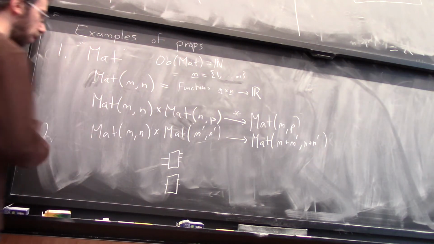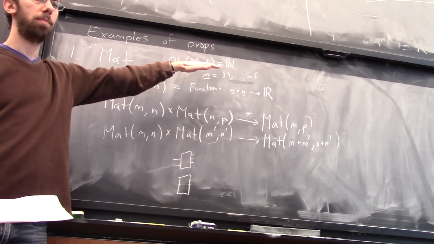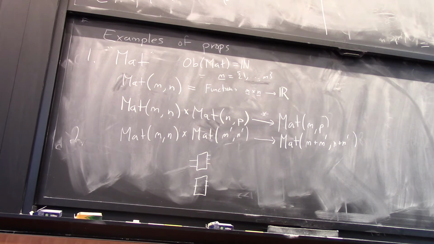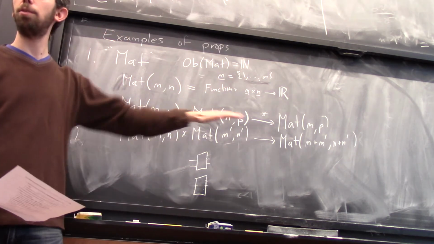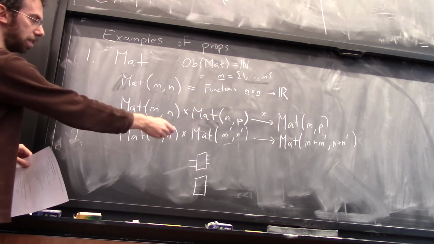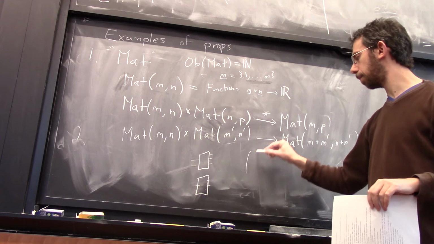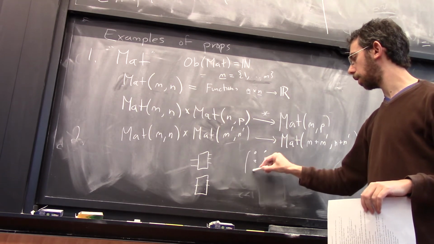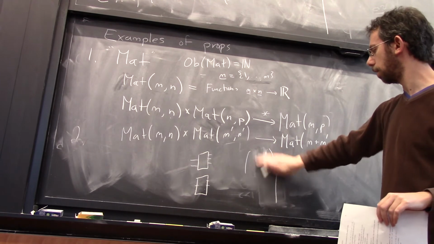So in order to give someone a prop, you have to tell them what are the morphisms, like what can you draw in a box. You have to tell them how you compose in series. You have to tell them how you compose in parallel. So for this, the way I'm going to compose in parallel, given a 2 by 3 and a, is that called 3 by 2?